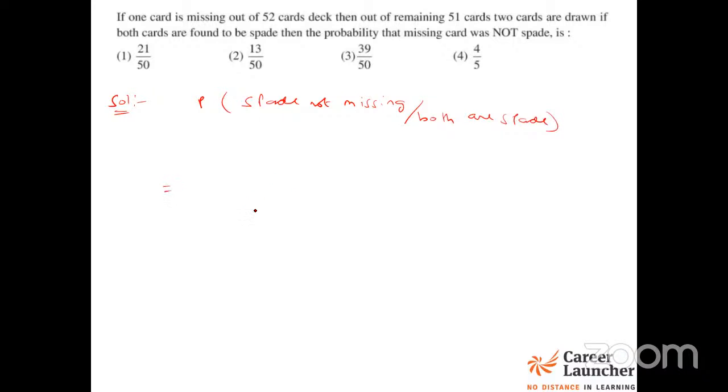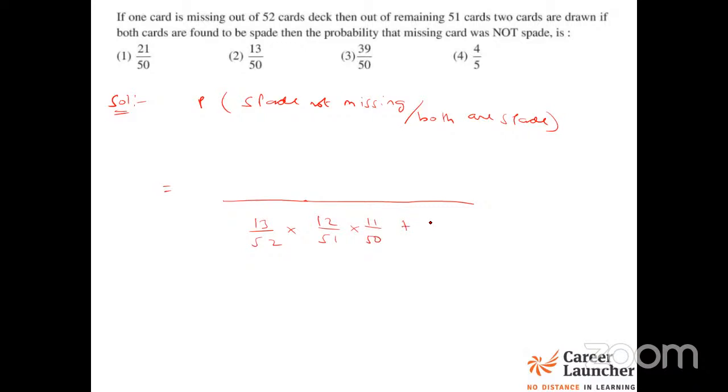So whenever we apply Bayes theorem, first write the denominator. So what are the two mutually exclusive and exhaustive cases? The missing card is a spade, or the missing card is not a spade. Suppose the missing card is a spade, what will be the probability for the missing card to be a spade? 13 by 52. Now how many cards are remaining? 51 cards. Out of those 51 cards, we are selecting 2 cards one by one. Both should be spade. So 12 by 51 into 11 by 50, plus.